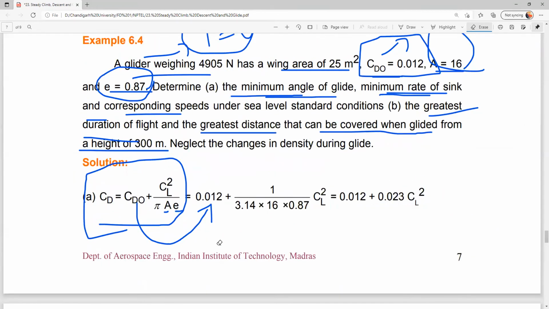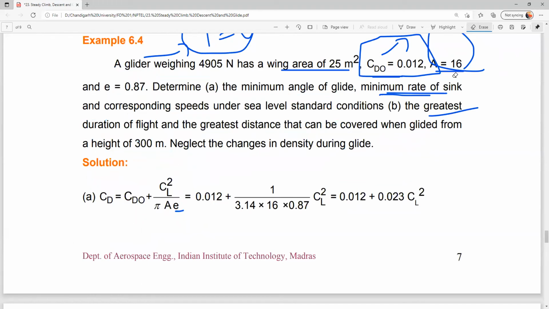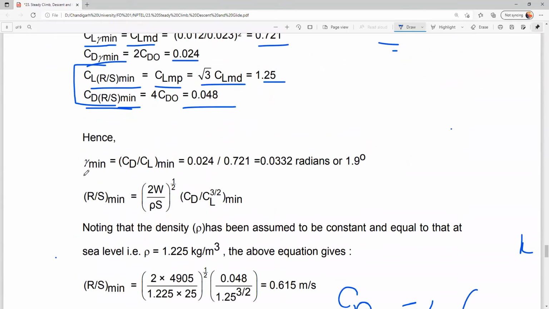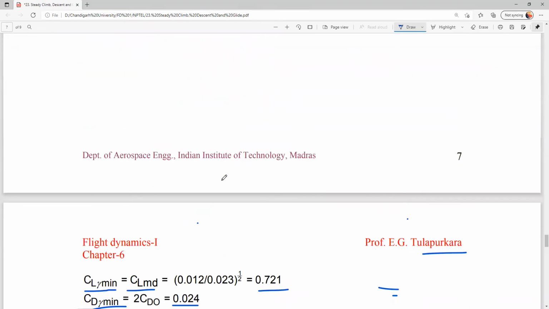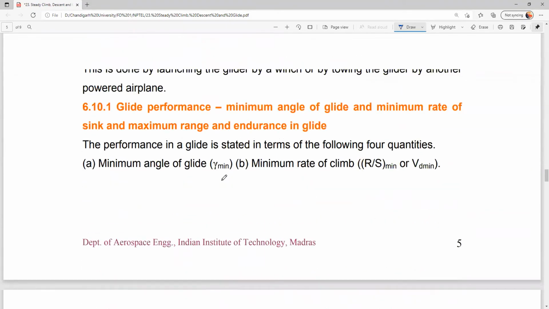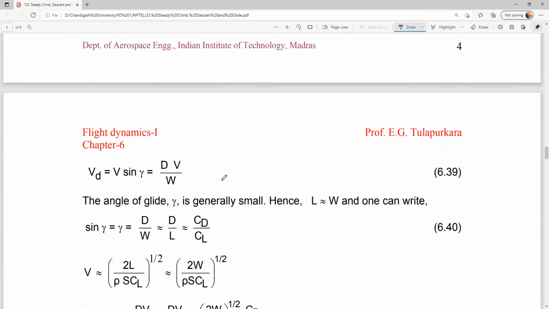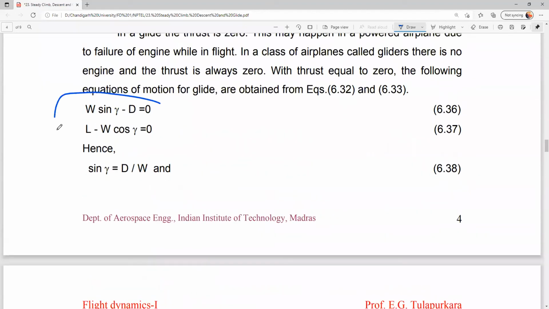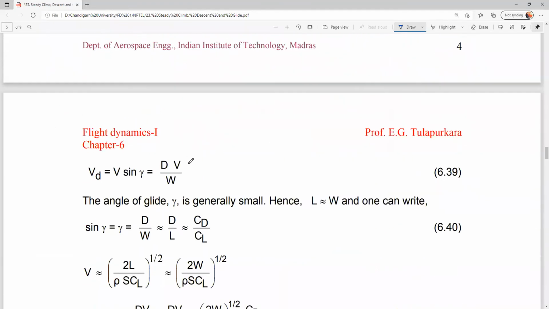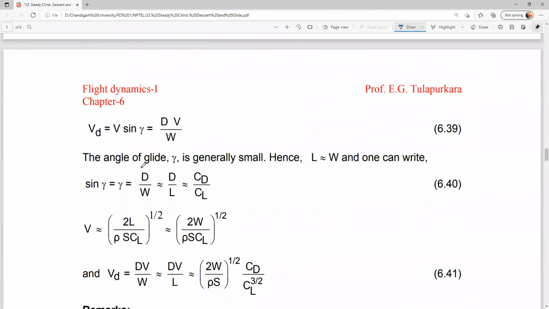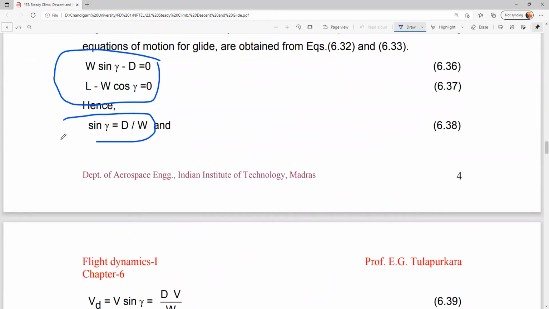Okay. Right. So now our first question, the objective of this question is to calculate minimum angle of glide. So what is the minimum angle of glide? That is the first question, right? So minimum angle of glide will be calculated with gamma minimum equal to CD by CL minimum. How did this equation come? In the last class itself, we have shown that this is the equation of motion for glide. And from that, we have already determined that sin gamma is equal to D by W.